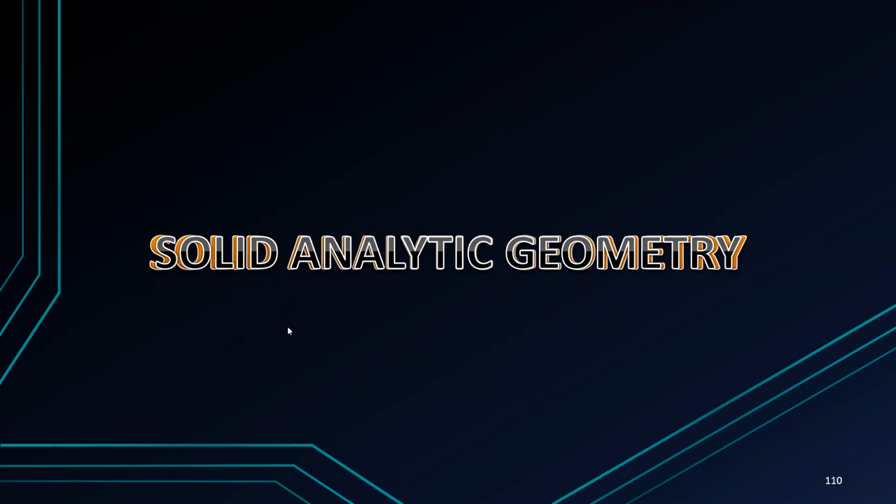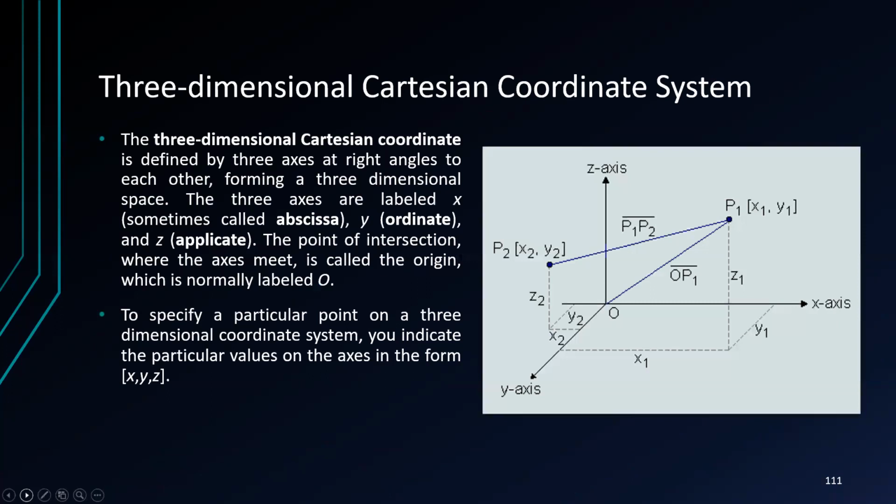Solid analytic geometry. So this is a three-dimensional Cartesian coordinate system. Doon ulit tayo mag-umpisa sa Cartesian. So the three-dimensional Cartesian coordinate is defined by three axes at right angles to each other, forming a three-dimensional space.